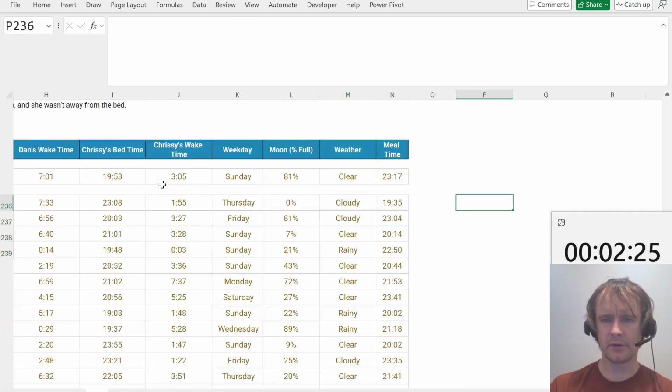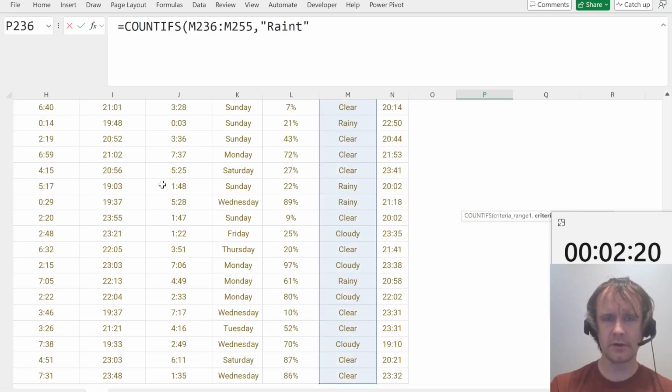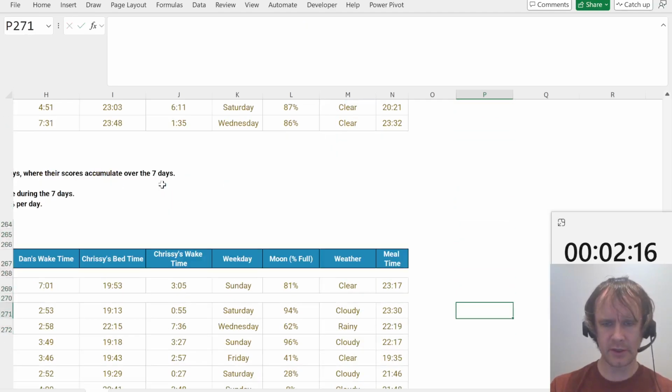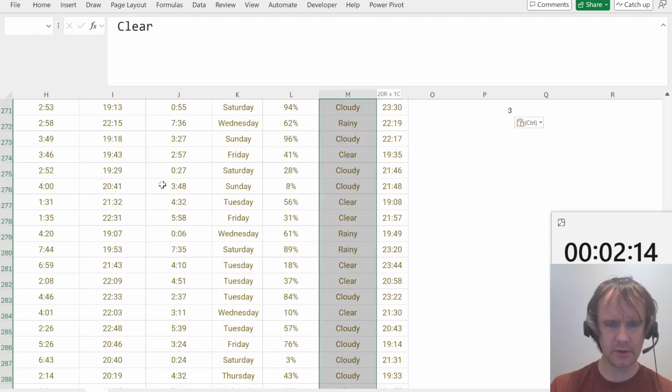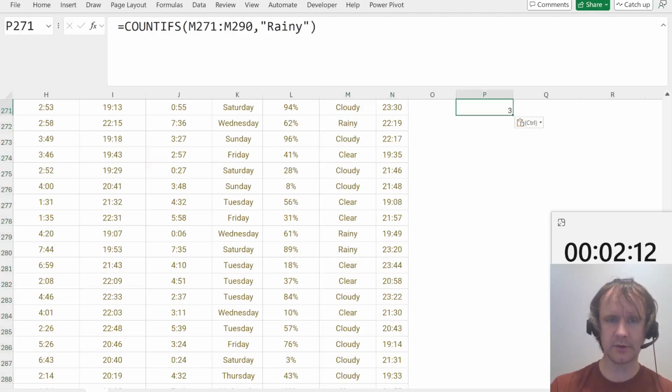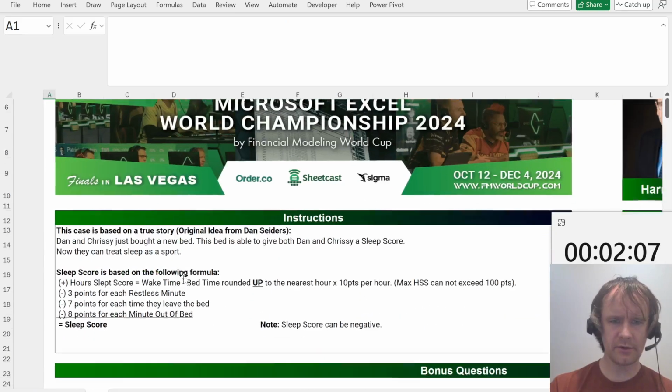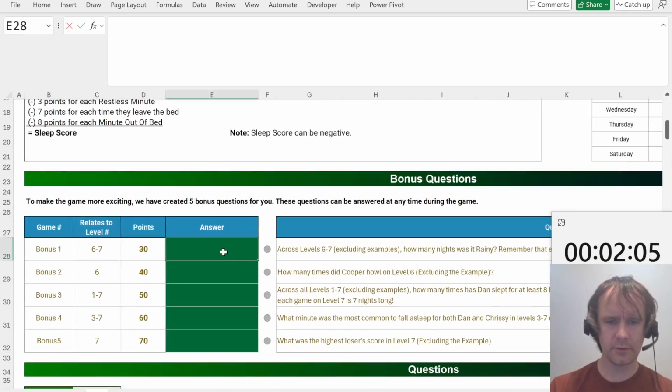Yes. Okay. So we're going to say countifs. This is rainy. Ranked. And then we're going to say the same for level 7, except level 7 might be longer. No, that's 20 as well, but this one has to be times 7. So add those two together, I get the answer is 25. I'm just going to move on.